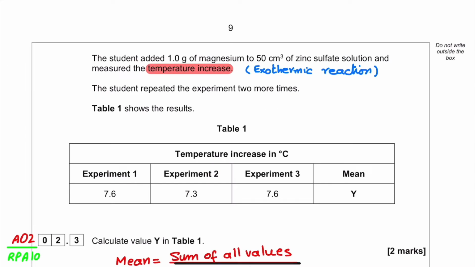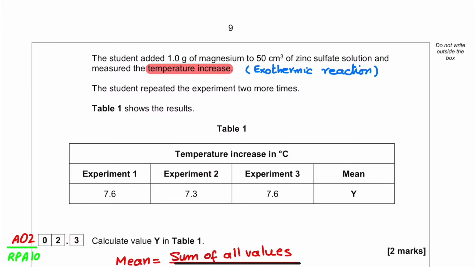The student added 1 gram of magnesium to 50 cm³ of zinc sulfate solution and measured the temperature increase. So it means it is an exothermic reaction. The student repeated the experiment 2 more times. Table number 1 shows the results: experiment number 1, experiment number 2 and experiment number 3, and in the last column we need to find the mean rise in temperature.